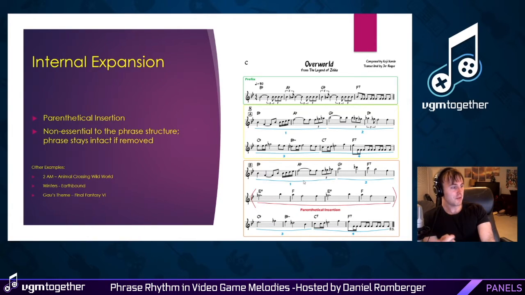And if you don't believe that this is a parenthetical insertion in the Legend of Zelda overworld, let me show you the version of the main theme that happens in the very next game, Link's Awakening, and you'll notice something different that happens here. So once again, you have a prefix. The prefix is slightly different in this case.